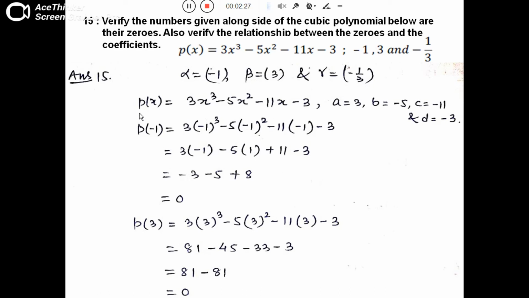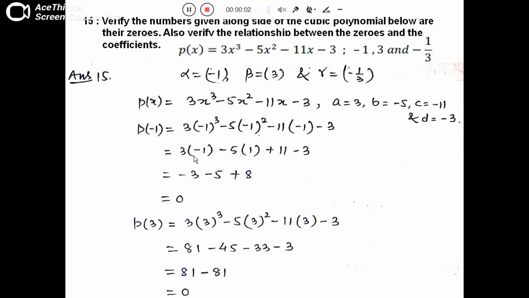As the polynomial is p(x) equals this, let us find the value of p(minus 1). So when you find p(minus 1), substitute x equals minus 1 in this polynomial. So 3 into (minus 1) whole cube minus 5 into (minus 1) whole square minus 11 into minus 1 minus 3. So 3 into (minus 1) cube is minus 3, 5 into (minus 1) square is 5, minus 11 into minus 1 is plus 11, and minus 3.